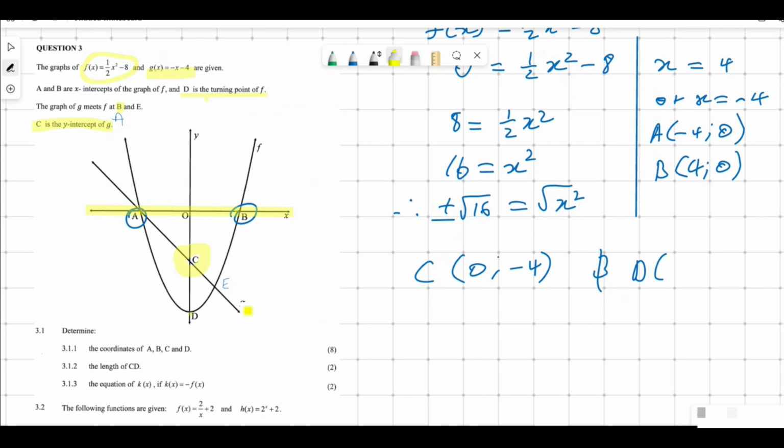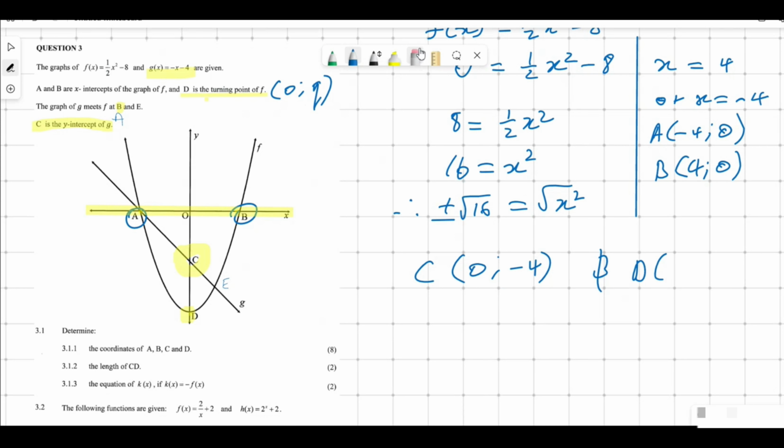Let's look at D. Where is D? D is on f of x, meaning D is on this equation. And then let's check again, what did they tell us? D is the turning point of f. If they say D is the turning point of f, we know that the coordinates of the turning point are (0, q). These are the coordinates of the turning point of a parabola.